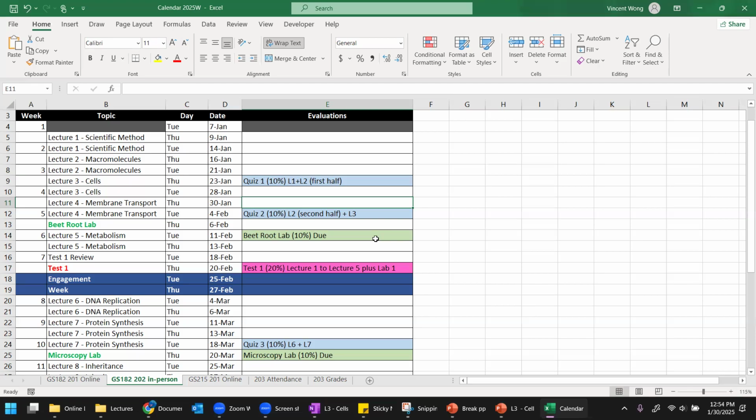Do not wear fancy clothes for Thursday. The beet juice is very difficult to get off. I had a person who wore all white to the beetroot lab, and I offered her an apron, but she didn't want it. And guess what? The juice got on her white clothes. So don't wear anything fancy, wear dark colors.